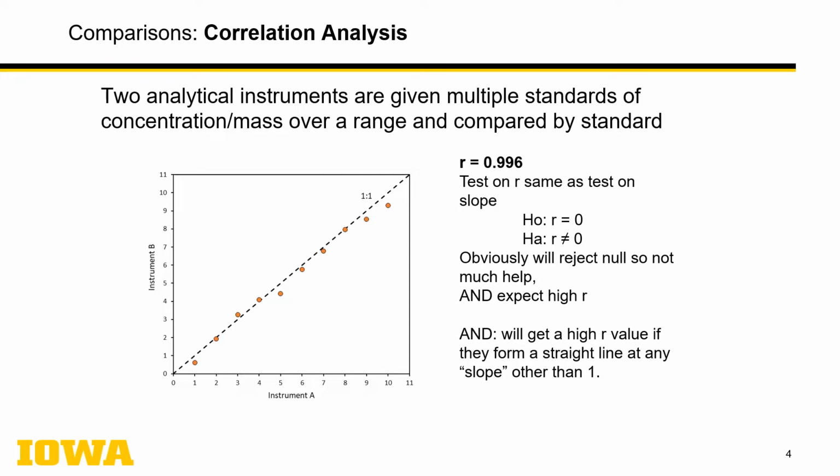And not only that, but we will certainly get a high R value, and they will form a straight line even if they're at some other slope, which would be a bad thing if, again, they're lining up like this, and instrument A is always higher than instrument B. We would also get a high R very significantly different from 0. So again, correlation analysis is nice graphically to show that they line up pretty well, but from a statistical standpoint, it's not recommended.